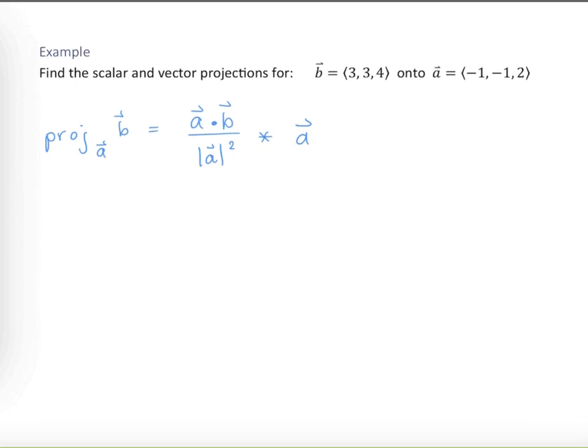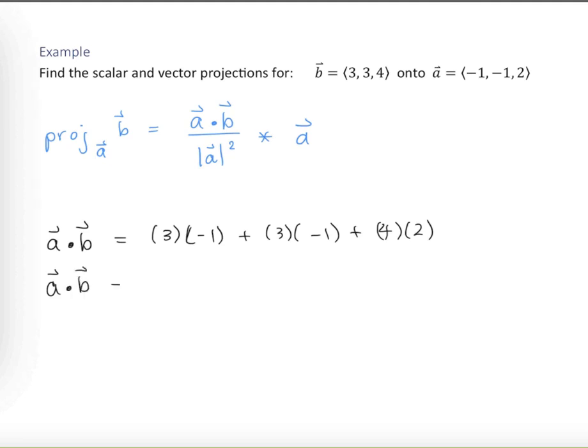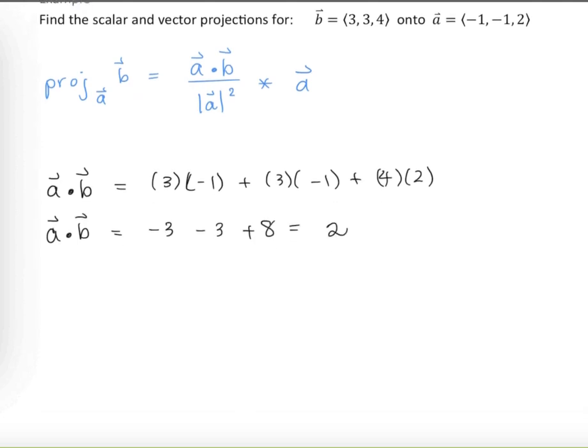In order to determine this projection vector, the first thing that we'll need to do is determine the dot product and then the magnitude of A. So the dot product of A dot B is going to be 3 times -1, so the x components multiplied together, plus 3 times -1 again, which are the y components multiplied together, plus 4 times 2, which are the z components multiplied together. And then we just add all this stuff up. So this is going to be -3 minus 3 plus 8, which is +2. So that's the dot product of A and B.